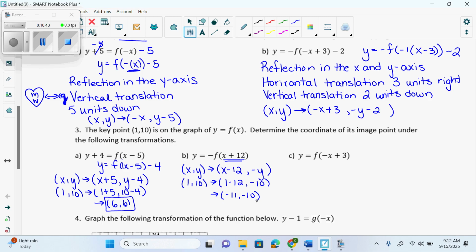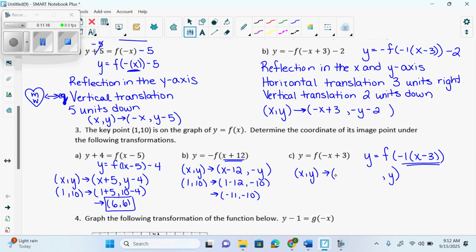And then C, what's my problem? There's a negative in front of the x instead of a positive one. So I have to go f of negative 1, x minus 3. So my mapping is going to be x, y becomes, and all of this is with the x, correct? You see that? Oh, y. Nothing's going to happen to my y. There's nothing outside of that bracket. Yeah?